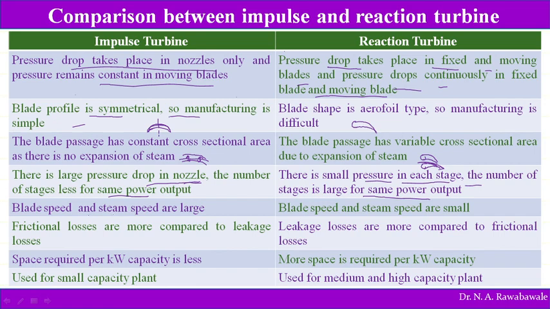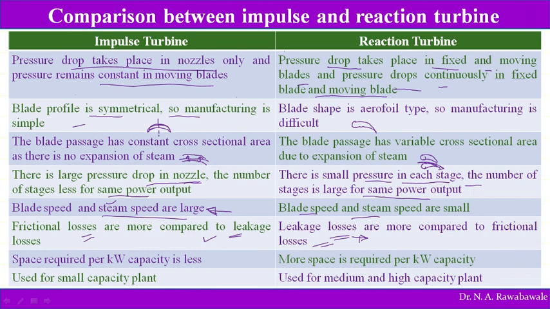The blade speed and steam speed are large, so steam is expanded in a single stage or in the nozzle itself, therefore the speed of steam and blade is higher, whereas in case of reaction turbine, blade speed and steam speed are smaller because steam is not expanded in a single stage. So frictional losses are more compared to leakage losses in impulse turbine, but in case of reaction turbine, leakage losses are more compared to frictional losses because it takes a longer path and passes through multiple stages.